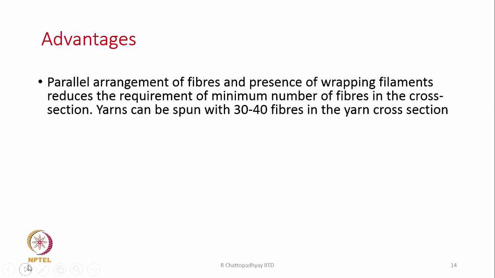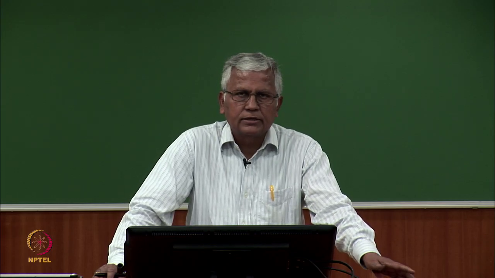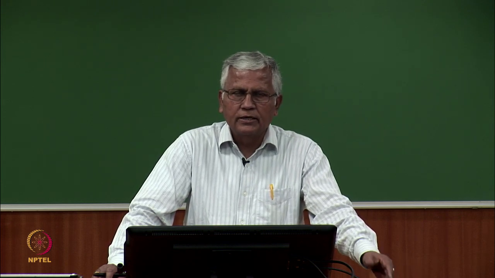Advantages: first is parallel arrangement of fibers and presence of wrapping filaments reduces the requirement of minimum number of fibers in the cross section, and yarn can be spun with 30 to 40 fibers in the yarn cross section. This is something which is impossible with ring spinning, rotor spinning, friction spinning, air-jet spinning, vortex spinning. Nowhere it is possible to spin a yarn with such a low number of fibers in the yarn cross section. In this technology it will be possible.